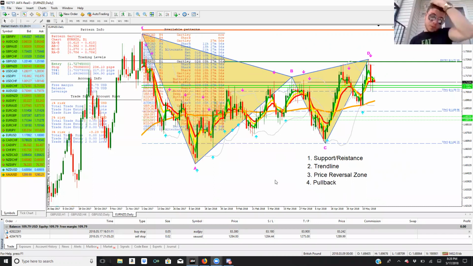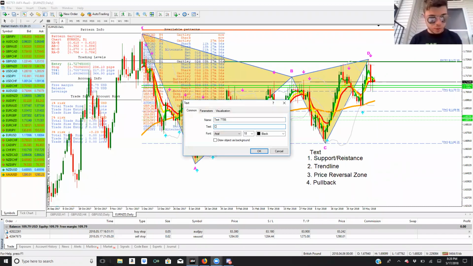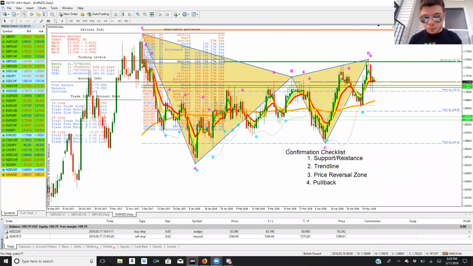All right. So now real quick, on this confirmation checklist, we'll type that right here just so everybody knows it when they watch the recording. Okay. All right. So confirmation checklist. Now, how do you use this with the scanner as your confirmation? Right now, you already have your entry points, right?